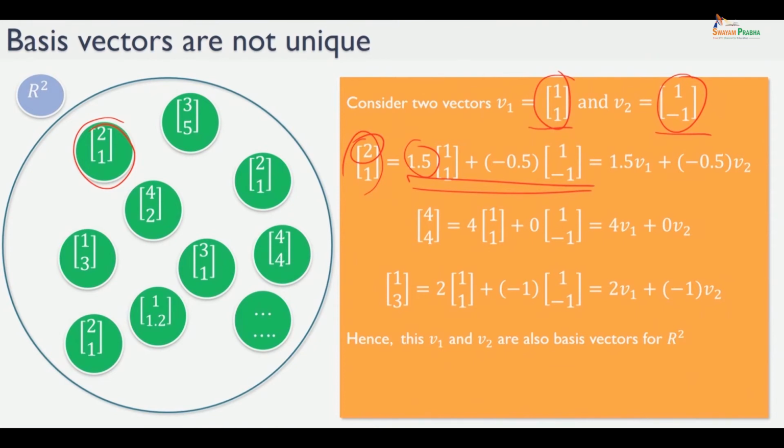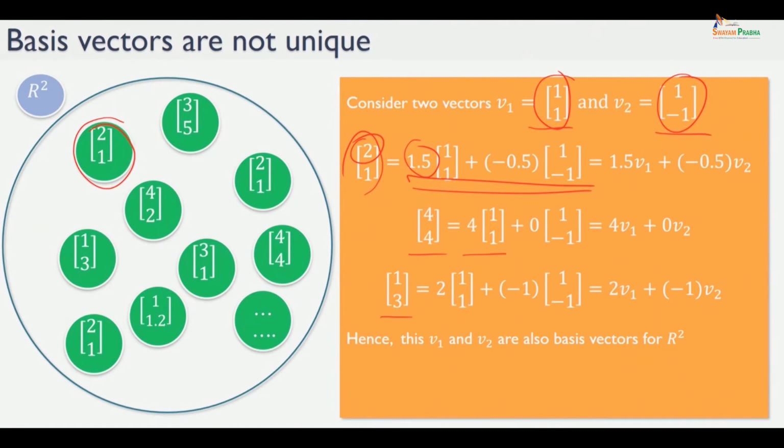Let's take this 4 4 as an example. So that can be written as an interesting linear combination, which is 4 times 1 1 plus 0 times 1 minus 1, right. So that will give you 4 4. Similarly, 1 3 can be written as 2 times 1 1 plus minus 1 times 1 minus 1. So this is another linear combination of the same basis vectors. So the key point that I want to make here is that the basis vectors are not unique. There are many ways in which you can define the basis vectors.